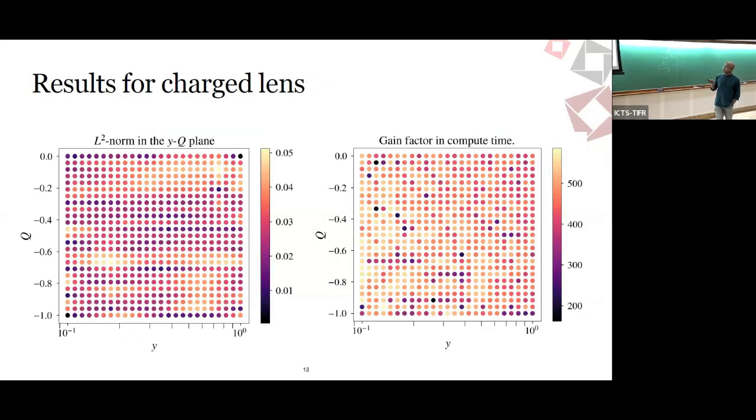Here, what I'm showing you are the results for a charged lens for the same model, but now you have a gain in the computation time of at max of the order of, let's say, 600 or so, which gives you approximately 1 millisecond. The time taken to evaluate each of these models is about 1 millisecond. Same with the accuracy. You can see the accuracy is 5% or even less than that.